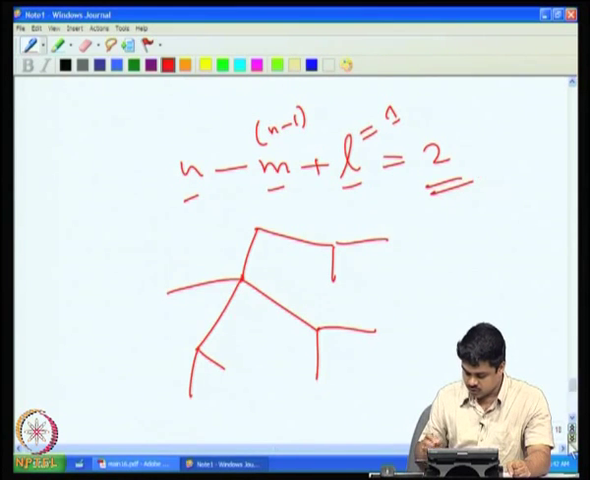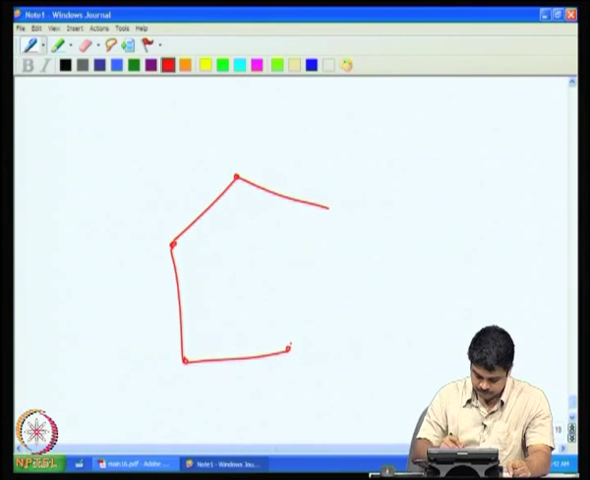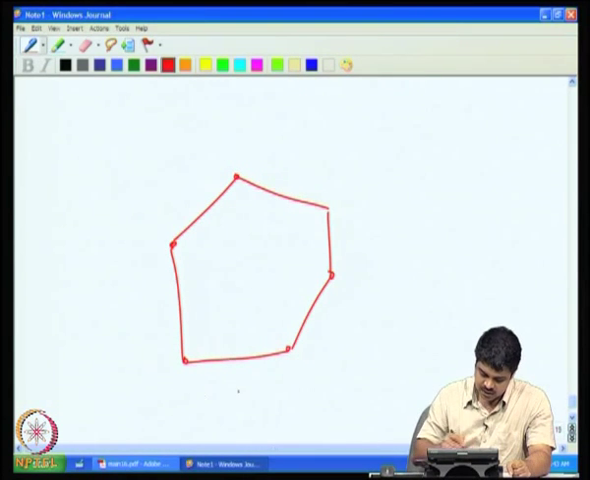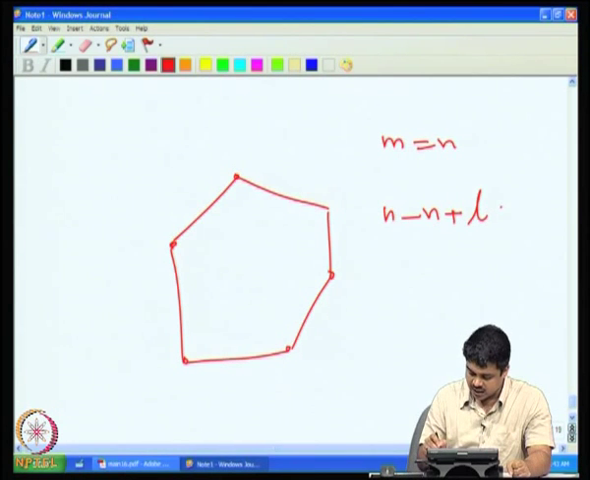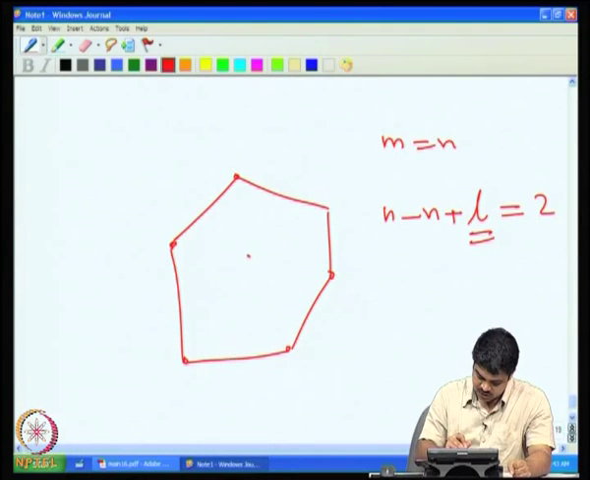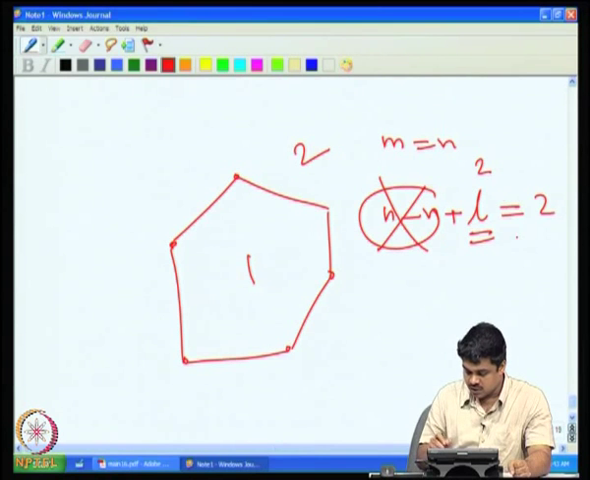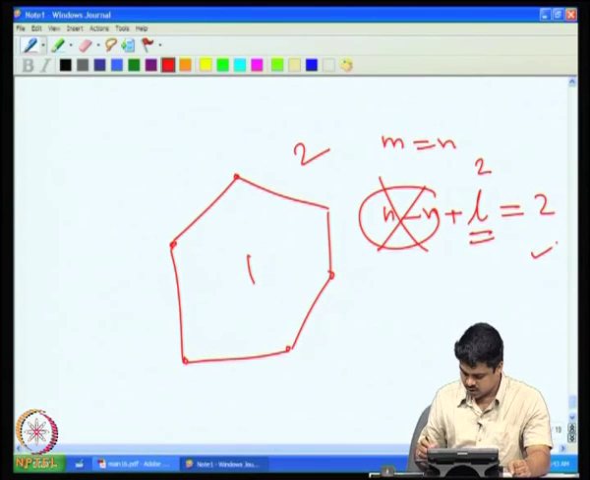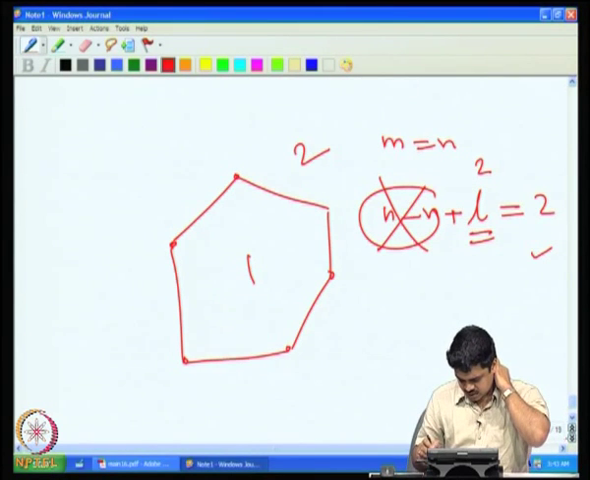For instance, you can take a cycle. There are n vertices and n edges, so n minus n plus l equals 2 is what it says. What is l? l is the number of faces here: one face, second face. So l is 2, and the n cancels off. So that is also correct. This is what the Euler formula says. We can try some other examples also.